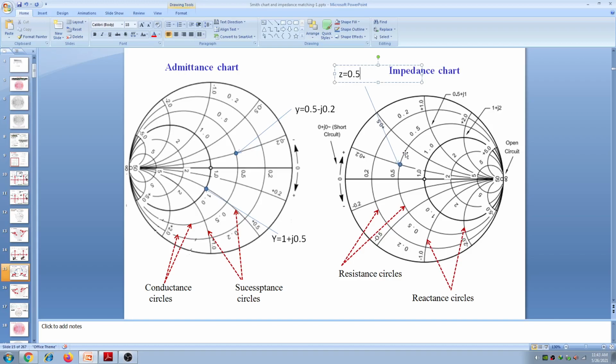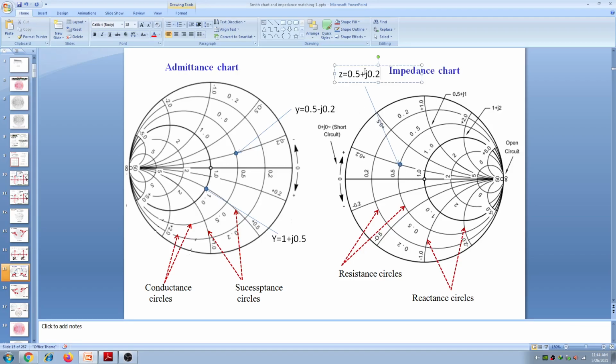So the resistance circle value is 0.5. What is the reactance circle value? Here you should take the value written outside the circle. This is a circle, it will be like this. Outside, 0.2 is written. So that is plus j 0.2. So the normalized impedance at this position on the Smith chart is 0.5 plus j 0.2.